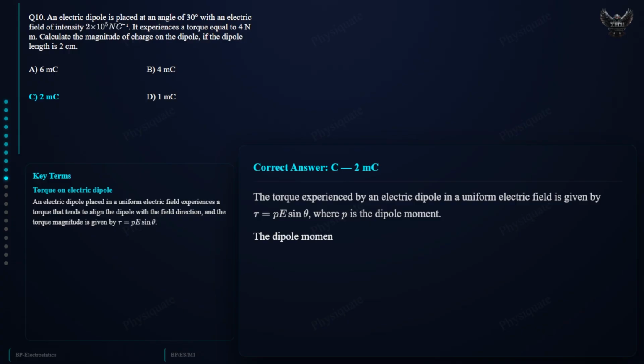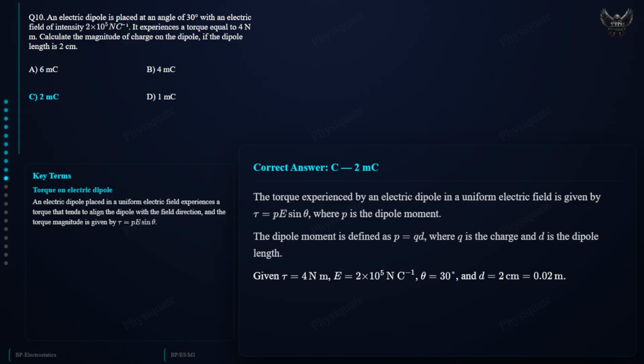The dipole moment is defined as P equals Qd, where Q is the charge and d is the dipole length. Given τ equals 4 Newton m, E equals 2 times 10 to the power 5 N C to the power minus 1, theta equals 30 degree, and d equals 2 centimeter equals 0.02 meter. First find the dipole moment using P equals τ divided by E sin theta. Substituting the values, P equals 4 divided by 2 times 10 to the power 5, sin 30 degree.